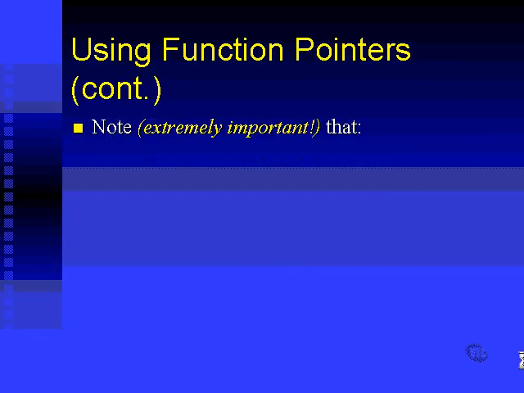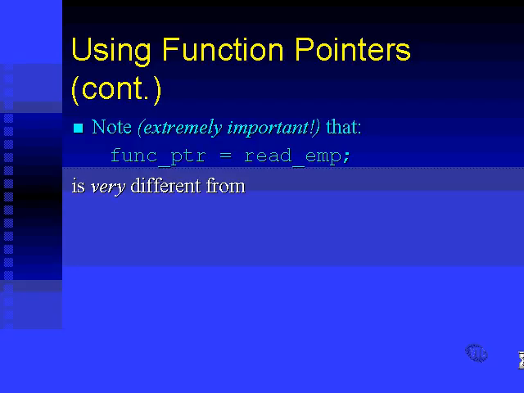Okay. It is extremely important that you understand the difference between the following lines of code. That is the assignment statement that we saw in the previous slide. And this is very different. Notice the two brackets at the end, that's the only difference. This does something completely different. The first line takes a function pointer and assigns to it the address of a function. The second one actually runs the function, or at least it attempts to run the function.